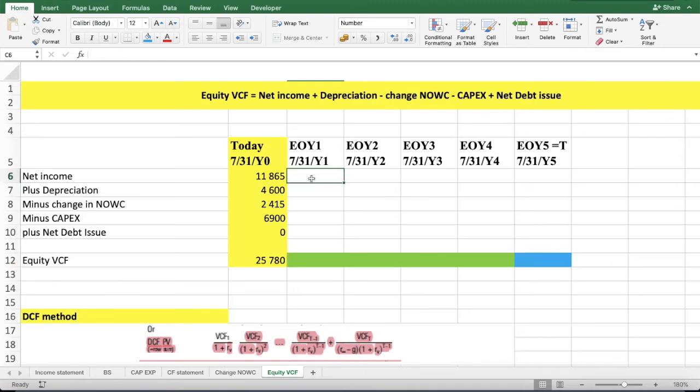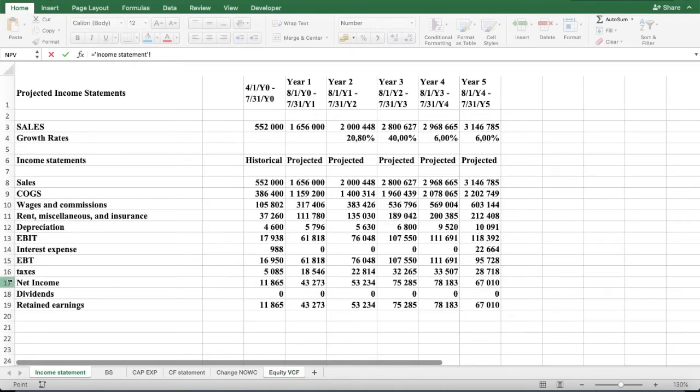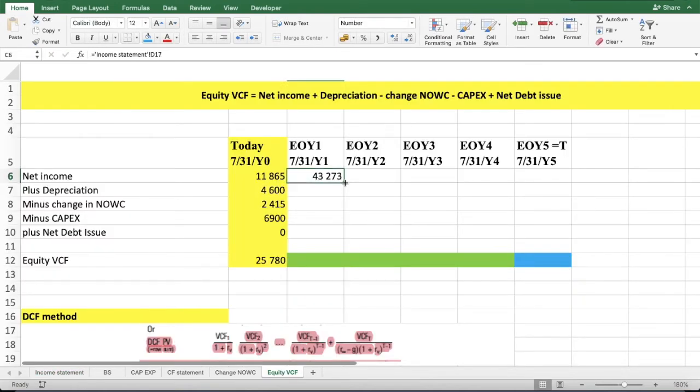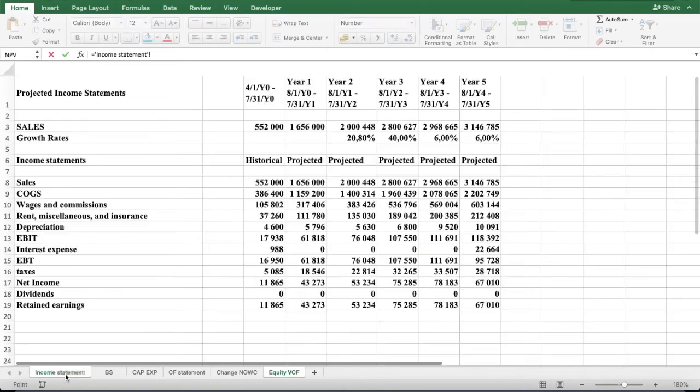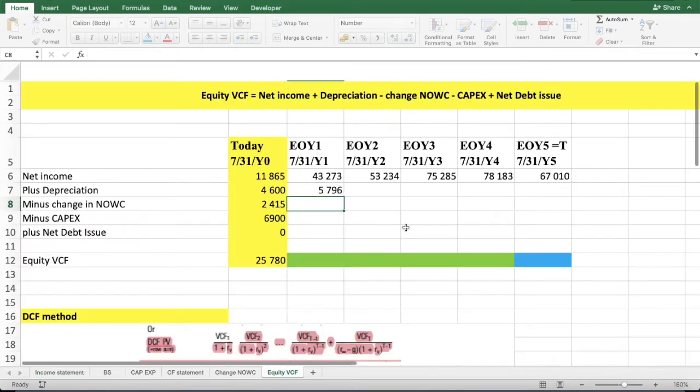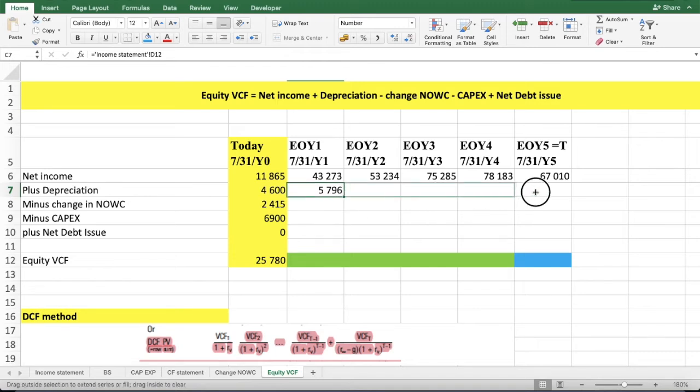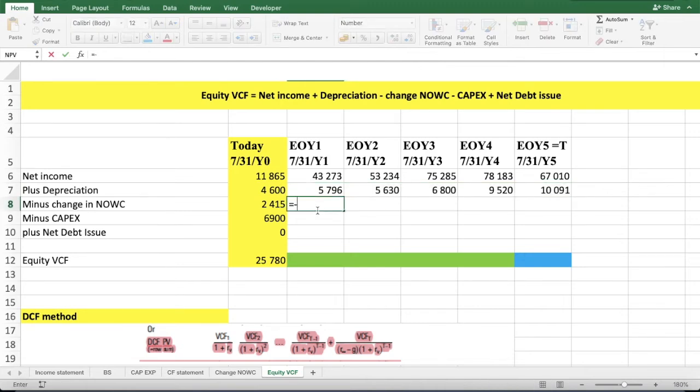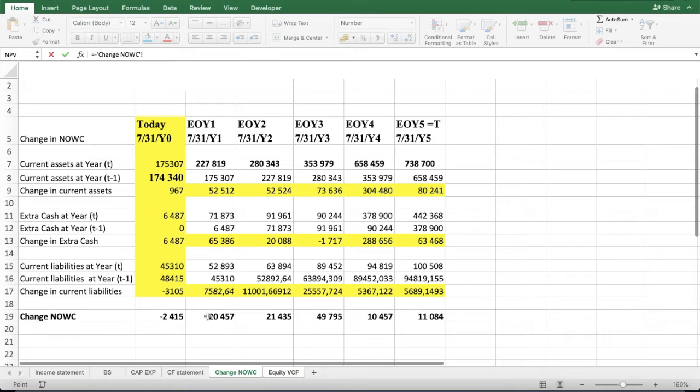Now year 1, so the net income is available in the net income sheet. So net income here is the net income for year 1 until year 5, plus the depreciation. So we go to the depreciation. Here we are, depreciation year 1 until year 5, minus the change in net operating working capital. So equal minus, see, so I have to put the minus change. Go here for year 1.